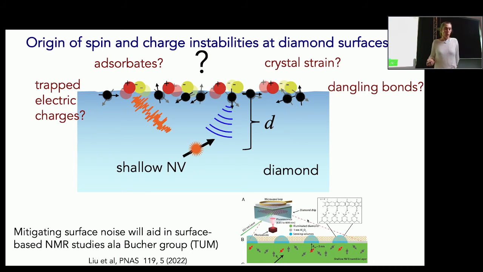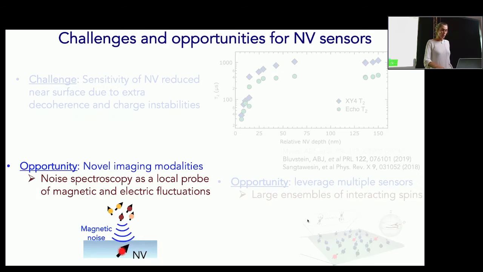I think just going forward, there still are lots of questions about the origin of the spin and also charge instabilities at the surface. NV centers near the surface also begin to become a little charge unstable. I should say things are not that bad. They're still very useful near the surface. In fact, Dominic Bucher locally here at TUM has done some really nice work using shallow NV centers for more wet and squishy biological imaging. But I think understanding these surface-induced decoherence will really help these experiments move even further. And so I think this is one direction going forward.